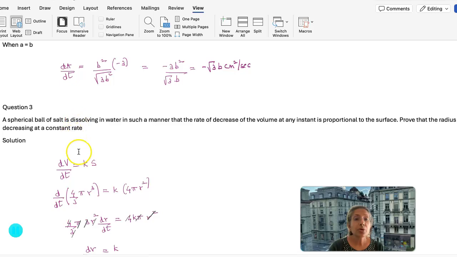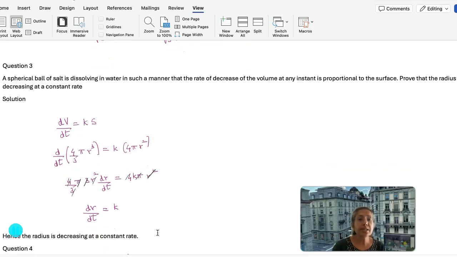Now it's a spherical ball, so volume is 4 by 3 pi r cubed. So we have d dt of 4 by 3 pi r cubed equal to K times S, and S is 4 pi r squared. So 4 pi r squared gets cancelled, 3 also gets cancelled, so you get dr by dt is K, which means that the radius is decreasing at a constant rate. Note that dr by dt is the rate of change of the radius.